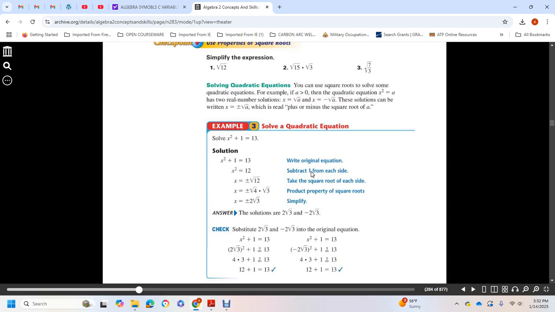For example, for a greater than 0, the quadratic equation x squared equals a has two real number solutions. x is equal to the square root of a, or x is equal to the negative square root of a. These solutions can be written as x equals plus or minus the square root of a, which reads plus or minus the square root of a.